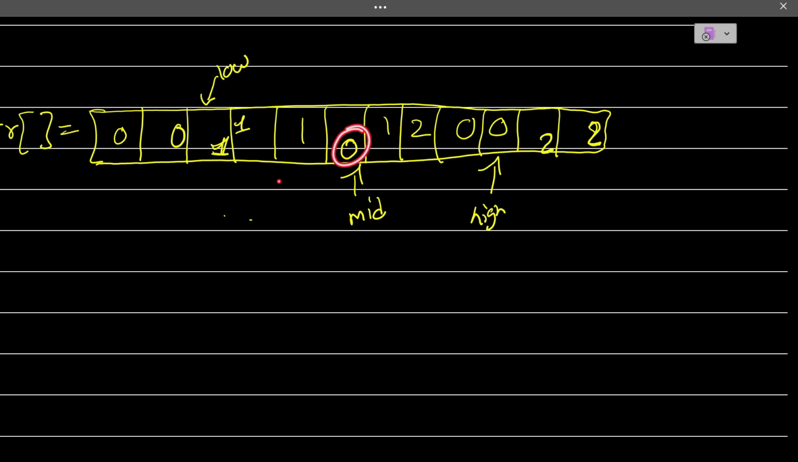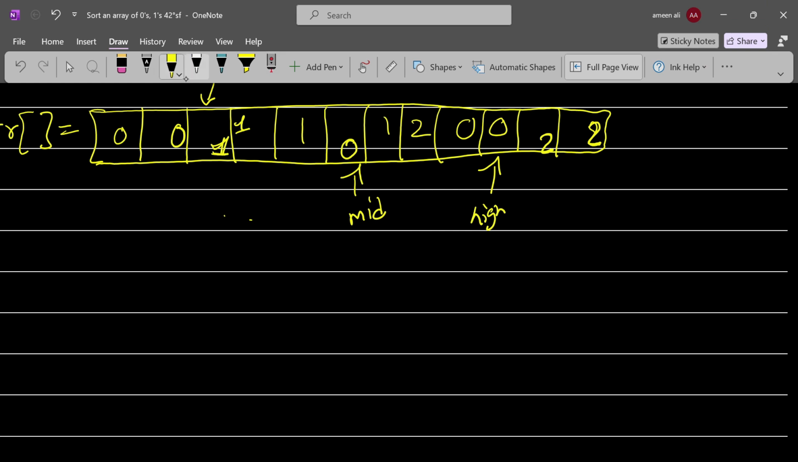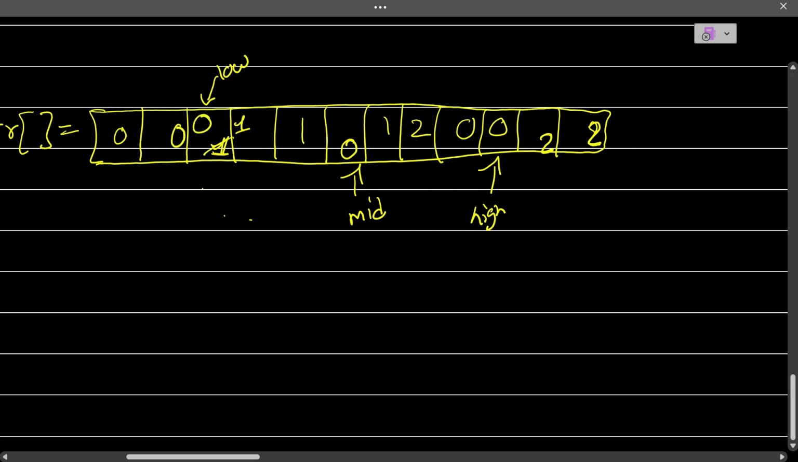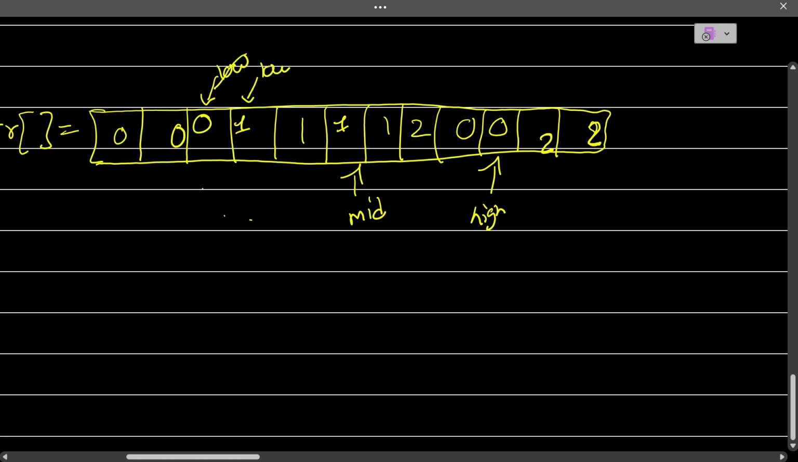Now my mid is 0, and you all know very well what we need to do. If the mid becomes 0, we need to swap the low and mid. Once I swap this, it will become 0, and this will become 1. After swapping, we need to move both pointers. Then the low will be here, and the mid will be here.